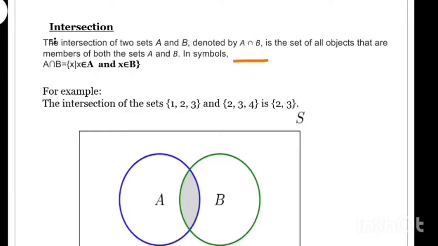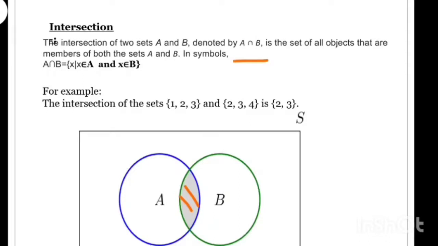That is, if A and B are two sets, then A intersection B is the set that contains the objects which are both in A and B. That is, A intersection B is the set of X such that X belongs to A and X belongs to B.